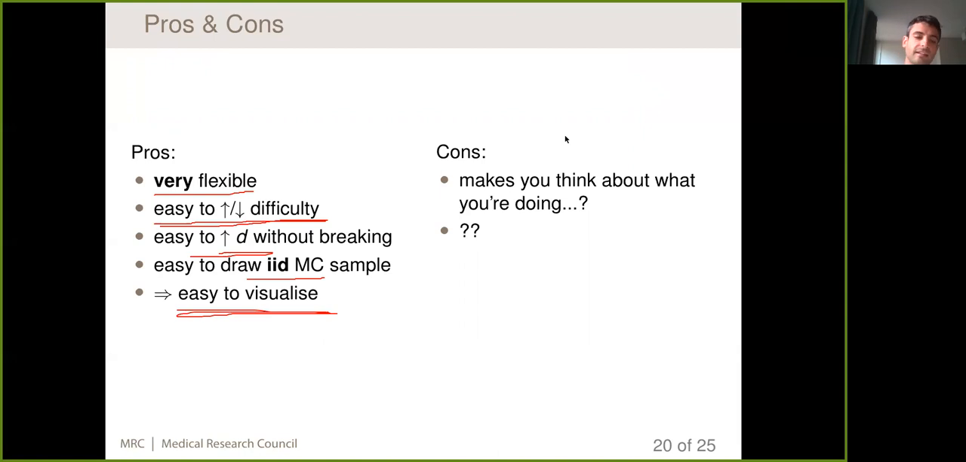Thinking about the cons, I can't quite come up with many, although it makes you think about what you're doing if you consider that a con.